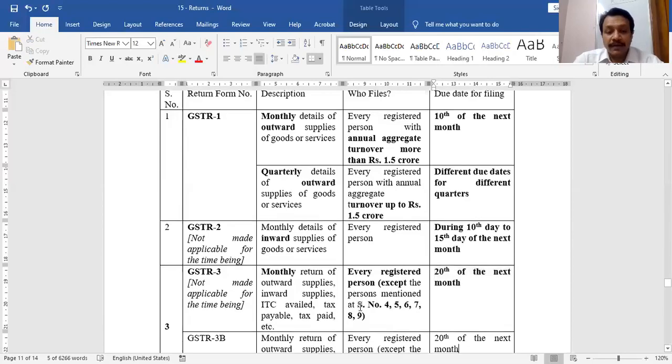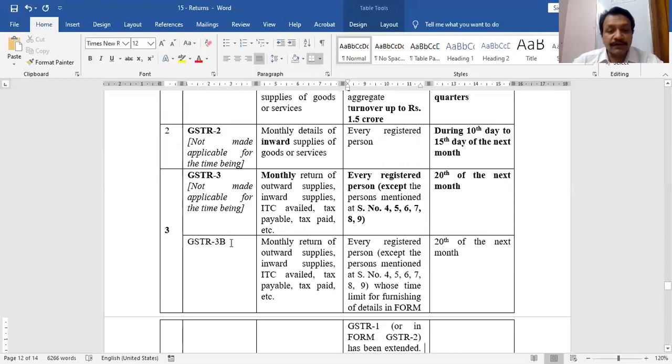Why? Because we have another form, GSTR 3B. It is similar to GSTR 3, exactly similar. So what is the difference between 3 and 3B? GSTR 3 says monthly information of everything. GSTR 3B says the same thing, which is mentioned in GSTR 3, same category. If you can read it, it is the same category as 3.